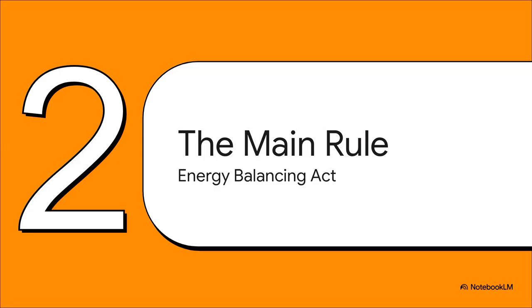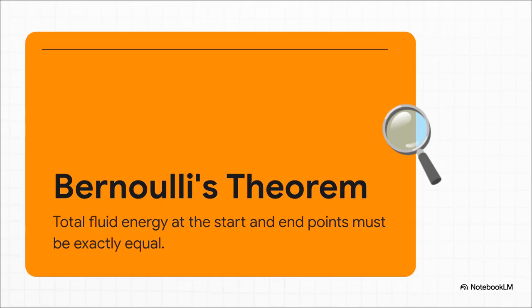Moving on to Section 2, the main rule, Energy Balancing Act. To solve our pipeline puzzle, we need a guiding rule, which is Bernoulli's theorem. So the crucial point is, at its absolute core, it states that when a fluid flows through a tube, the total energy at the starting point absolutely must be exactly equal to the total energy at the end point. Nature doesn't just lose or gain energy out of thin air, right? Whatever energy you start with at the entrance, you have got to have at the exit. It's a perfect balancing act.